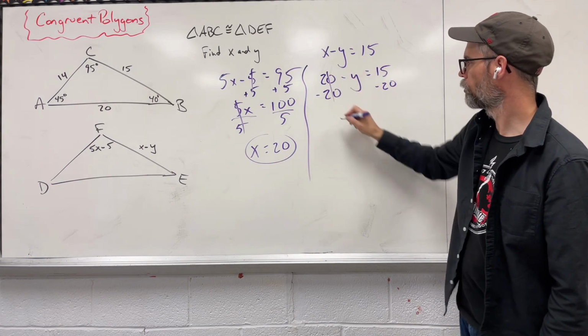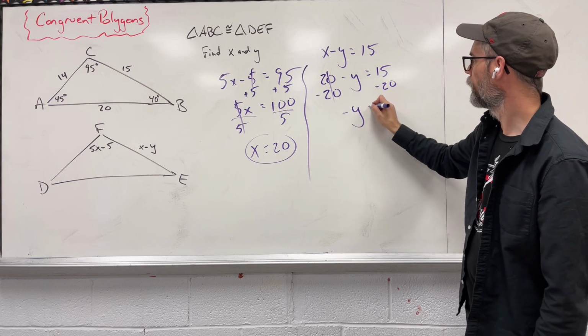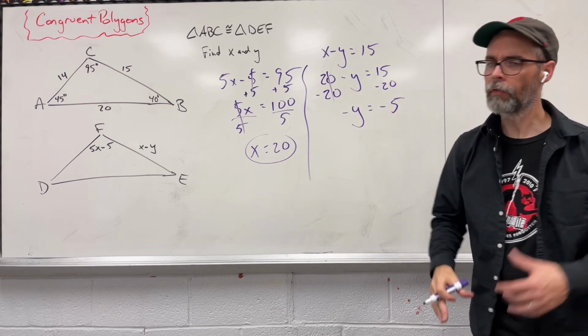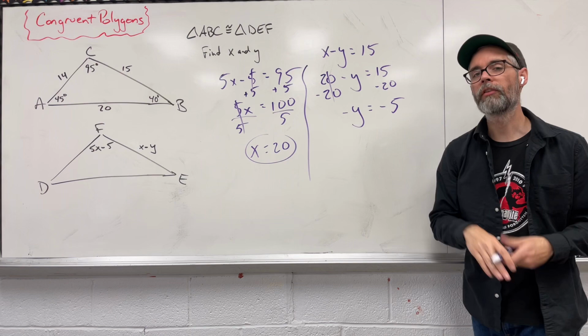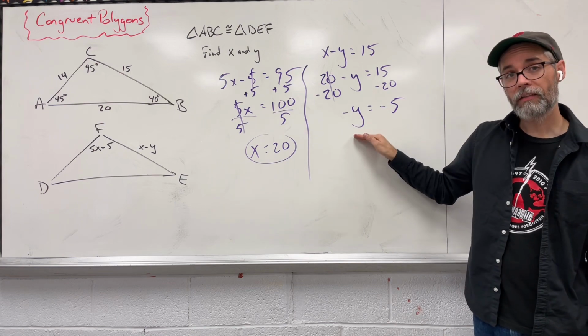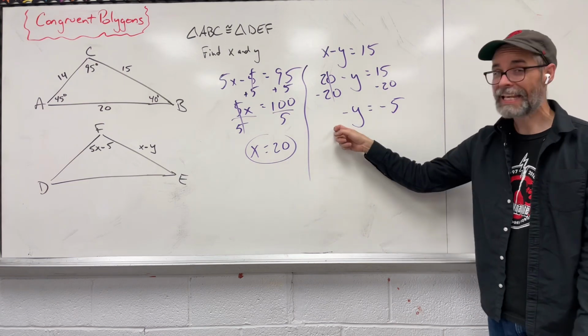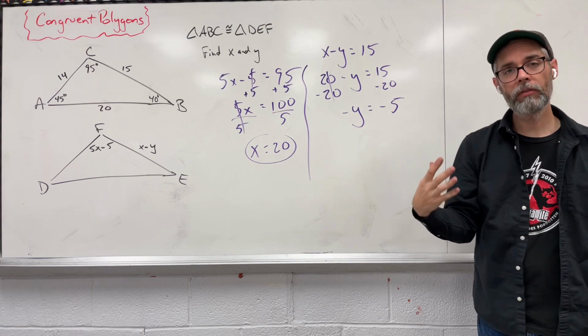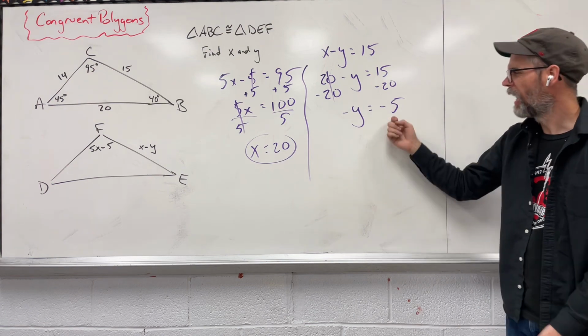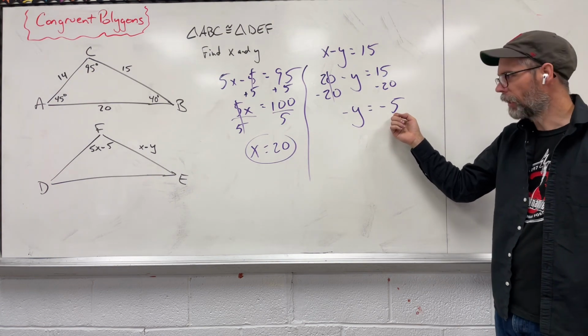We're going to have something strange happening here. Negative y equals negative 5. So this is not our answer. This does not say y equals. It says negative y. So we still need to get rid of that. And besides, how can you have a side that's negative, a negative length?